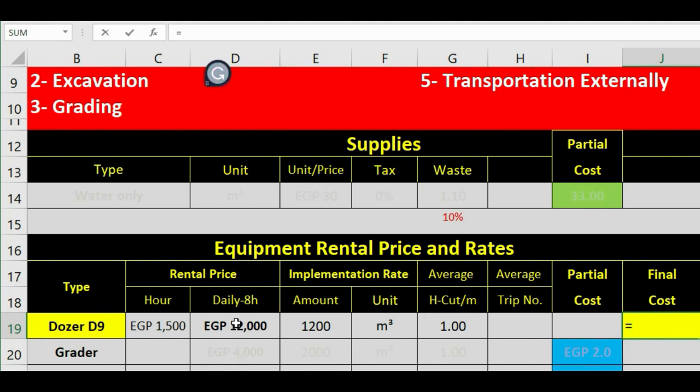Daily rent 12,000 over the excavation rate will equal 10 Egyptian pounds. The yellow highlight here in our style of calculation means it is a final cost of the sub-items. Forget about now the height of cut. We will need it later.